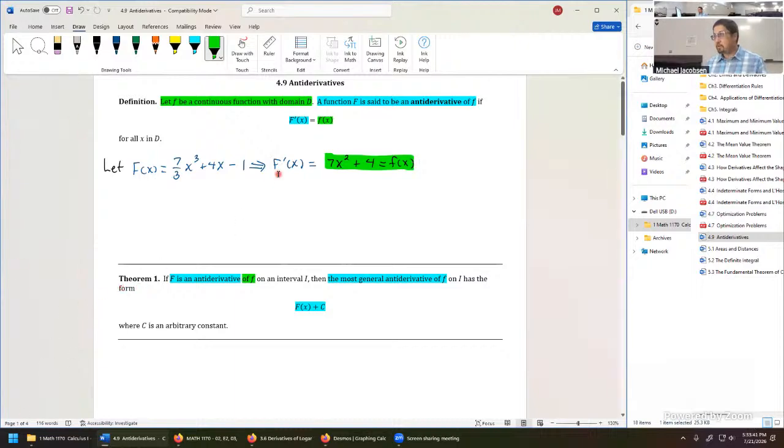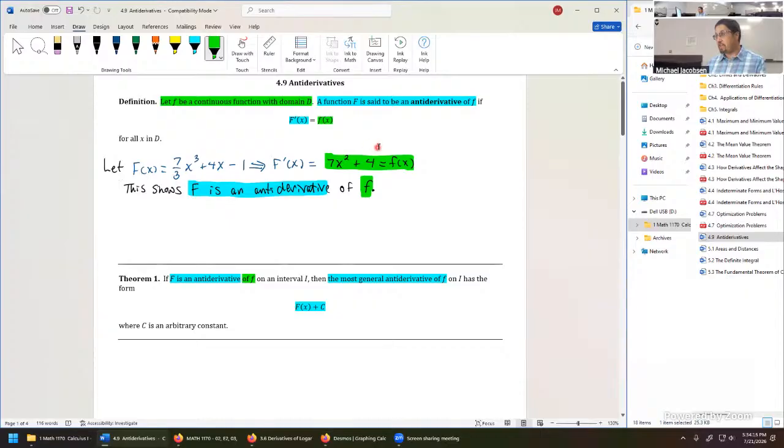So that's the whole illustration of the definition. Once we get this, we can now say this shows F is an antiderivative of lowercase f. Might as well hit that with the color coding just to keep everything consistent. So we have an antiderivative.